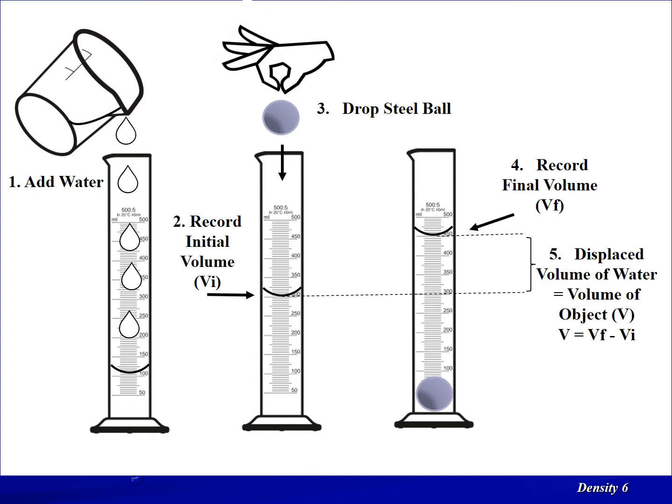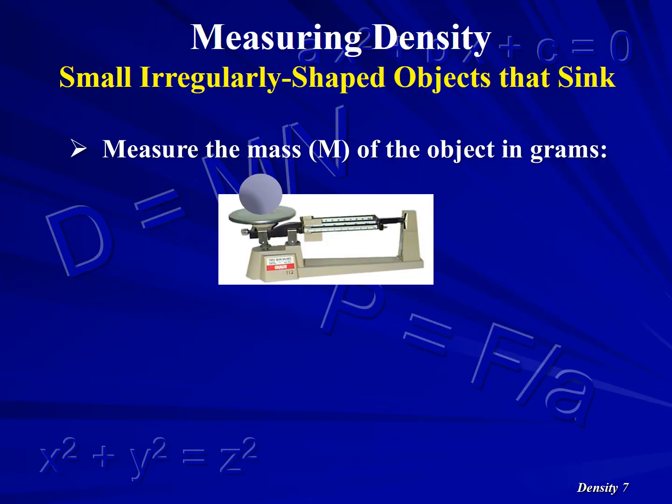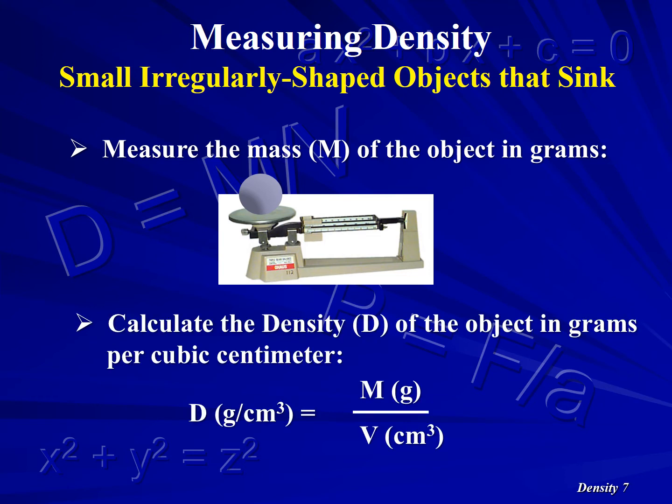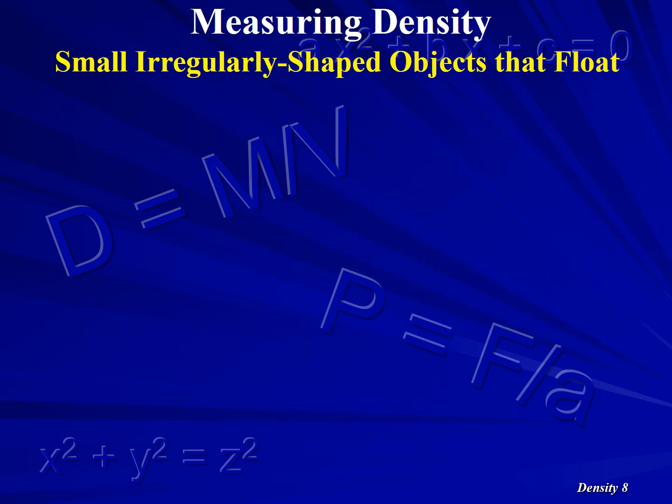The displaced volume of water is equal to the volume of the object V, which equals Vf minus Vi. Measure the mass, m, of the object in grams using the triple beam balance. Calculate the density, d, of the object by dividing the mass, m, in grams by the volume, V, in cubic centimeters.